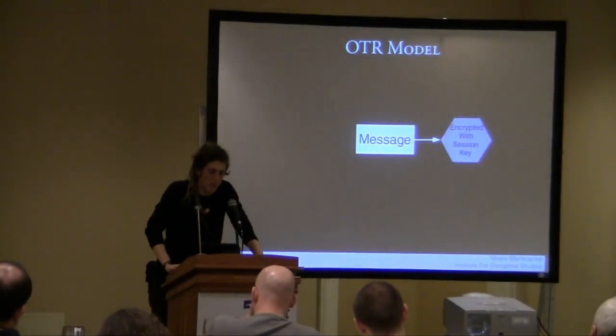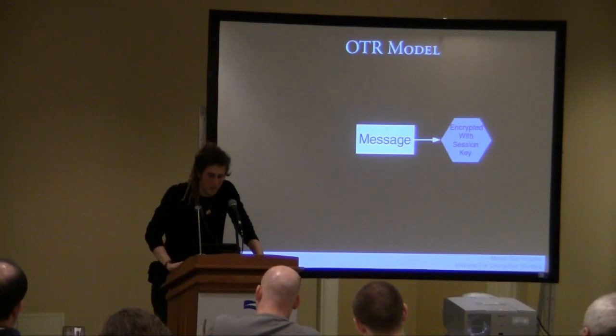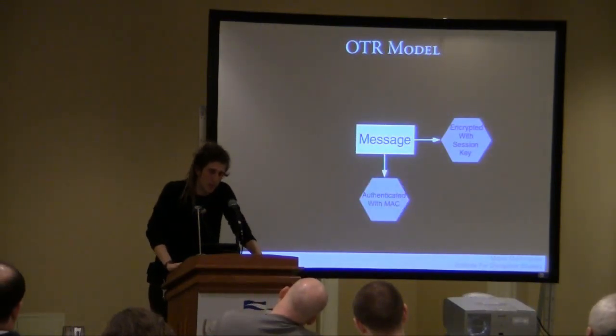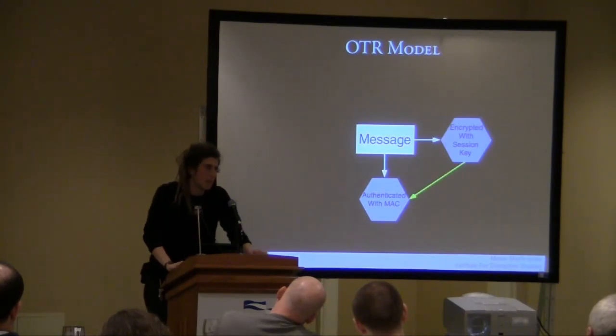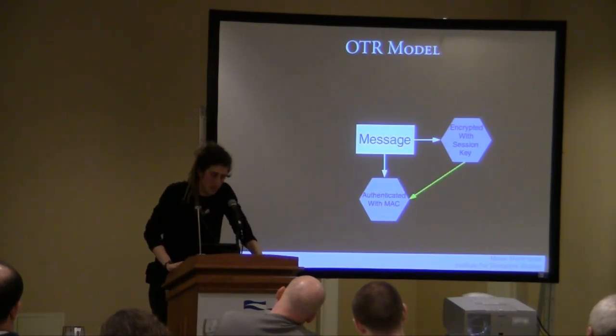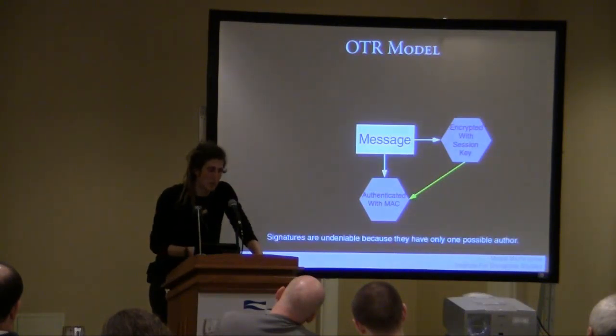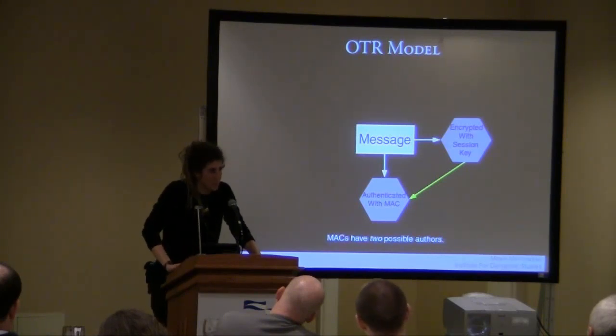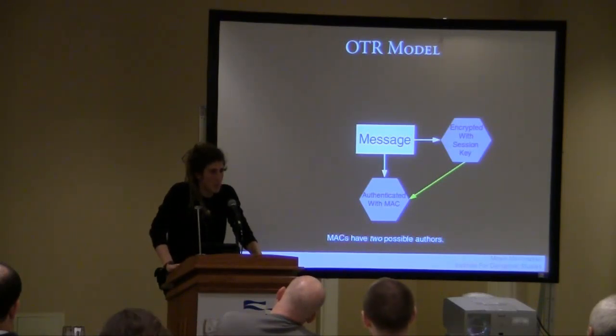The other thing that they did was, so you have a message, and in the OTR model, you encrypt it with some session key. And then you authenticate it using a message authentication code. And the key for that is derived from the session key. So immediately, this gives you some semblance of deniability, because in the past, you used digital signatures. They're undeniable because there's only one possible author. In the case of message authentication codes, there are two possible authors, because two people know the session key.